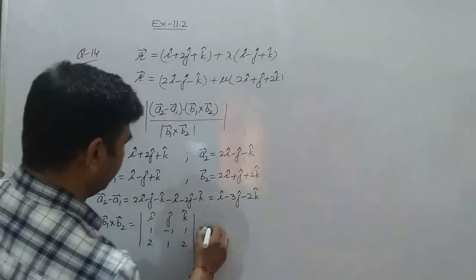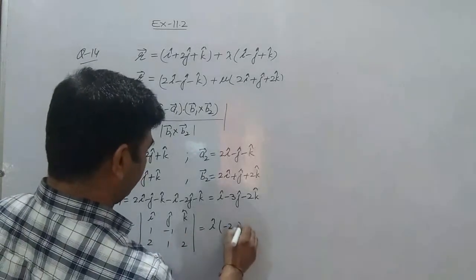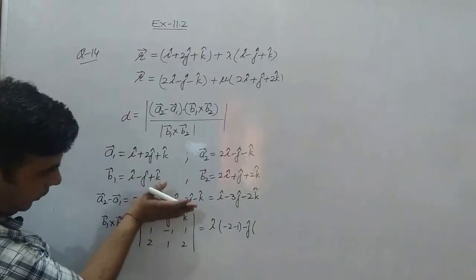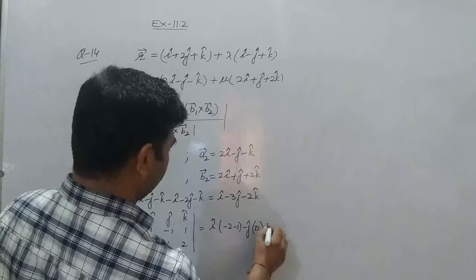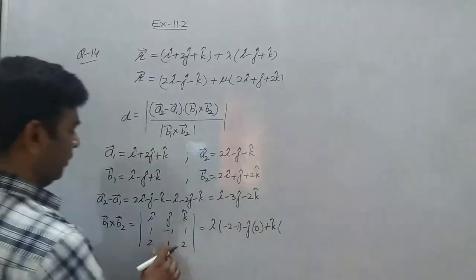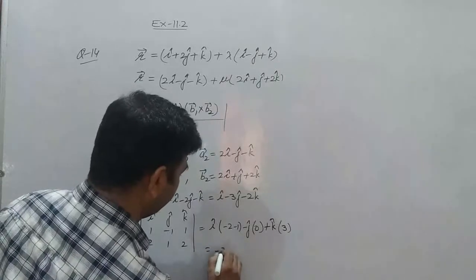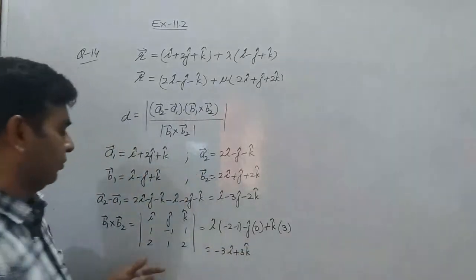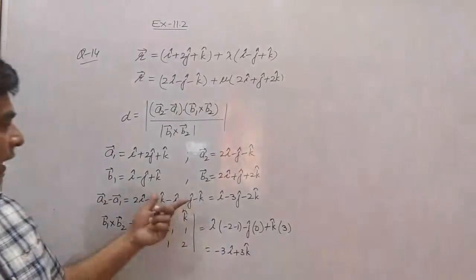Now expand it. This is i cap of minus 2 minus 1, minus j cap of, this is your hiding first row, second column, 2 minus 2 is 0, and plus k cap is your given by 1 plus 2 is your 3. So this is your minus 3i cap plus 3k cap. This is the vector b1 cross b2. Now we have the vector value of vector b1 cross b2 and a2 minus a1.